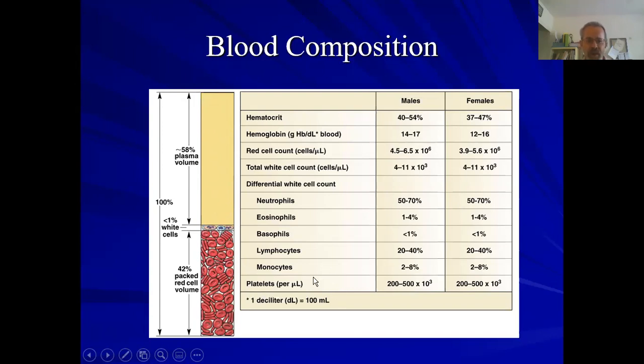Red blood cells are also known as erythrocytes. You can see there are five different classes of white blood cells, and we'll talk about those. We'll also talk about platelets, which together are the cellular elements of the blood.